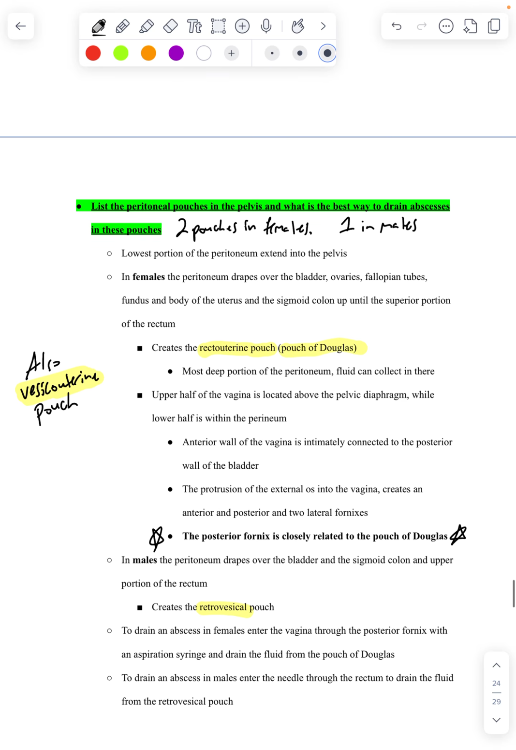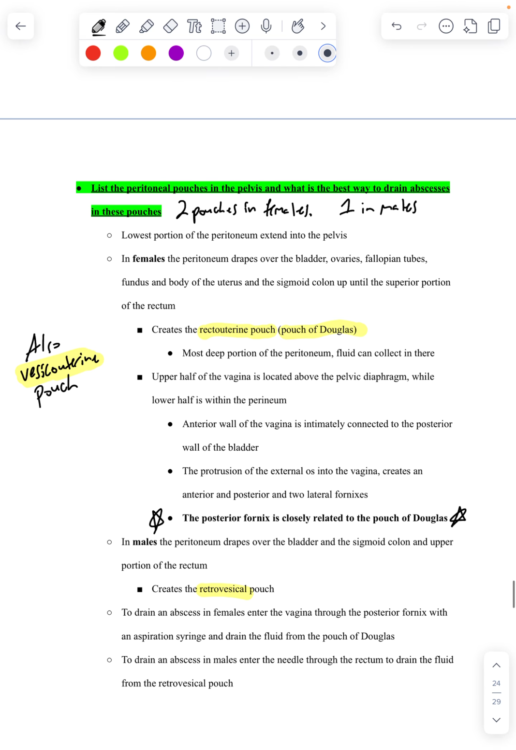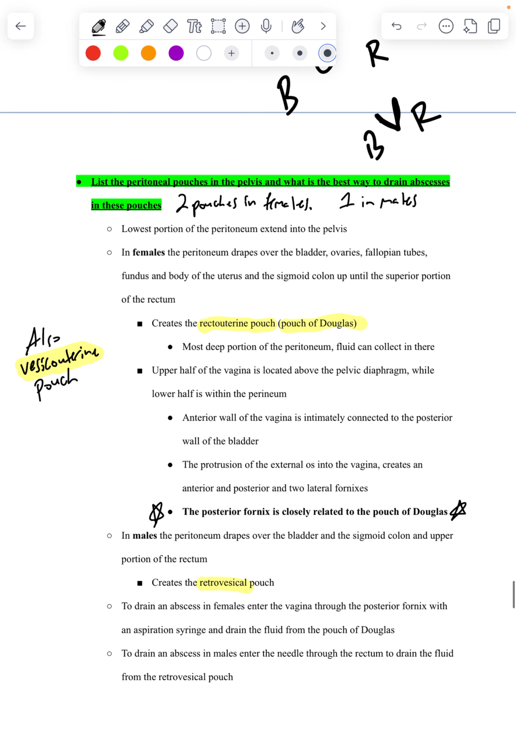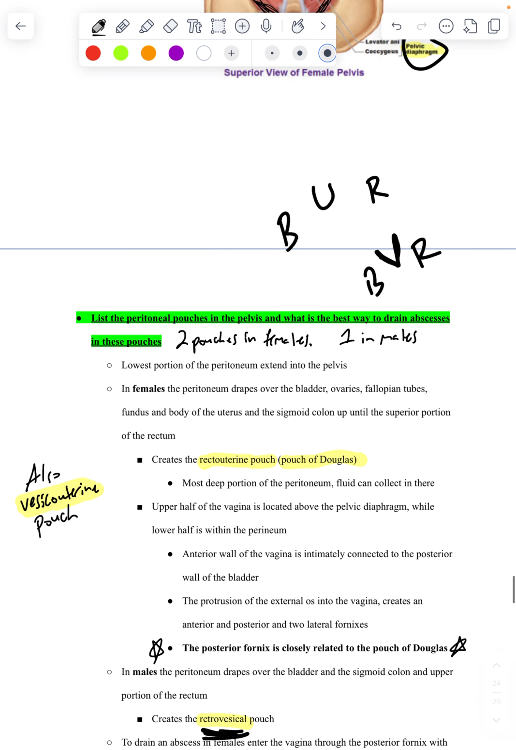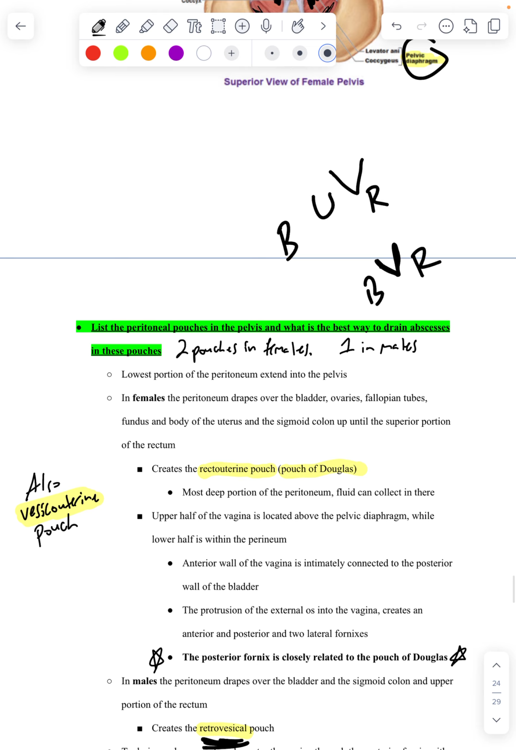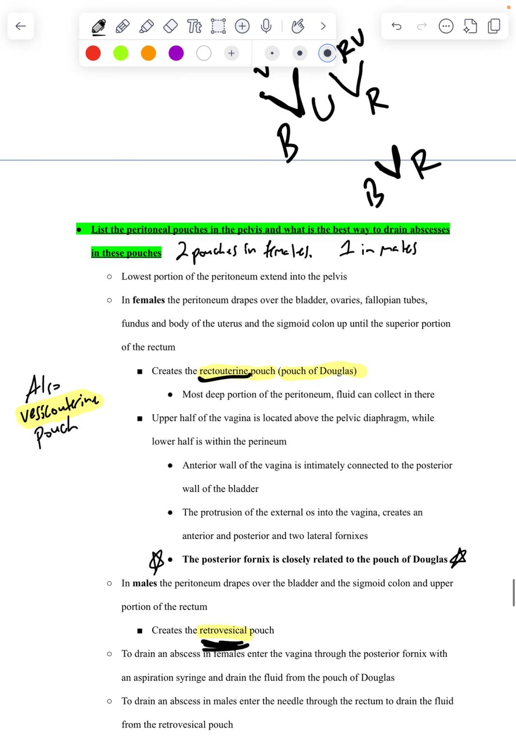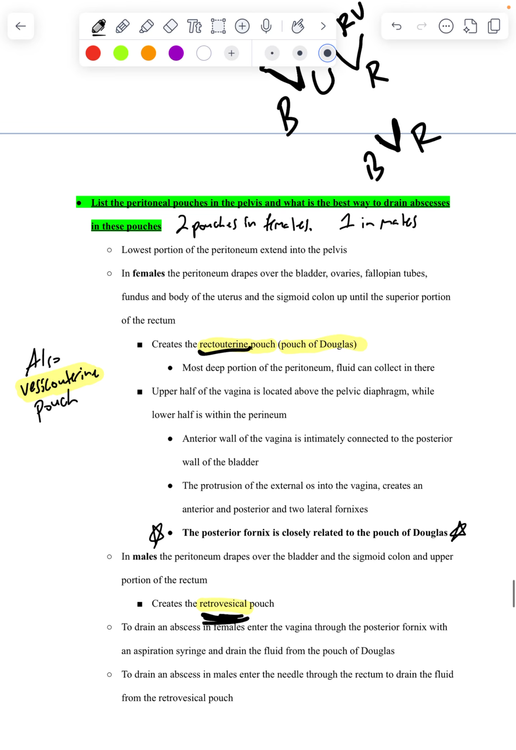Okay, now the peritoneal pouches, we talked about this earlier, but in females you have bladder, uterus, rectum. In males, there's no uterus, so males will only have this one right here. So recto-vesical in males. In females, you'll have the recto-uterine and vesico-uterine. I don't think she highlighted the recto-uterine too much, so it might not be on here, but there's also a vesico-uterine pouch.